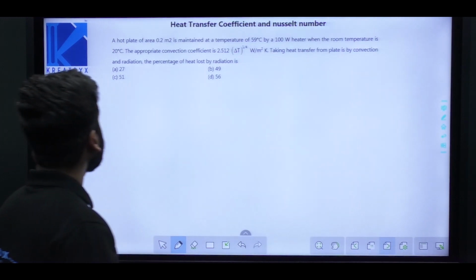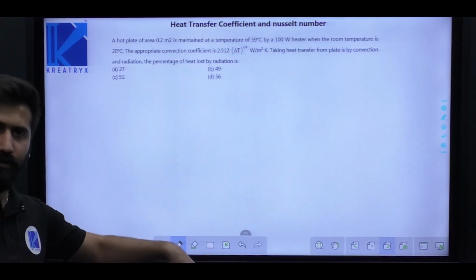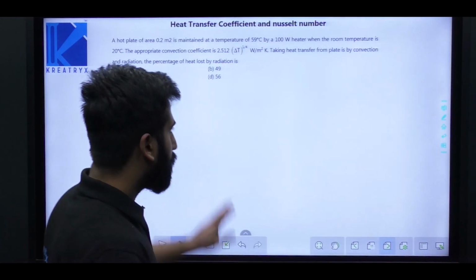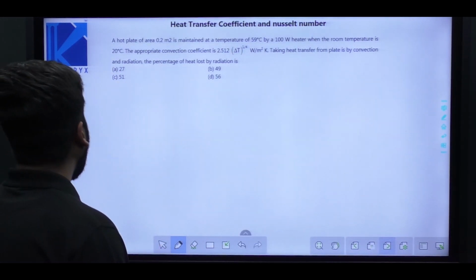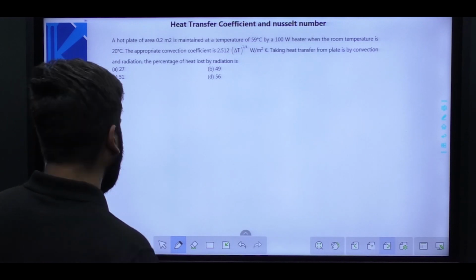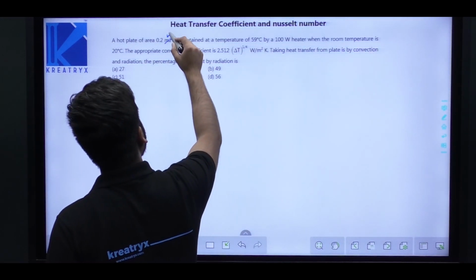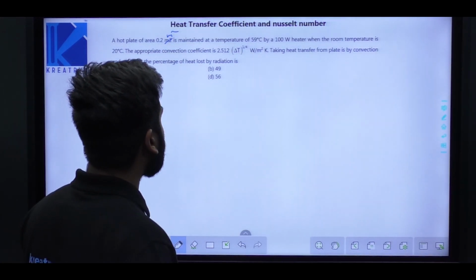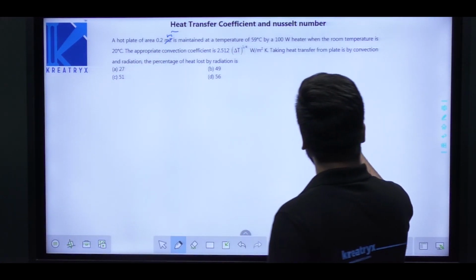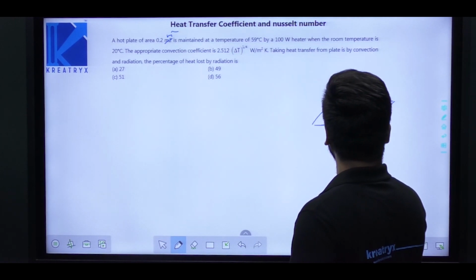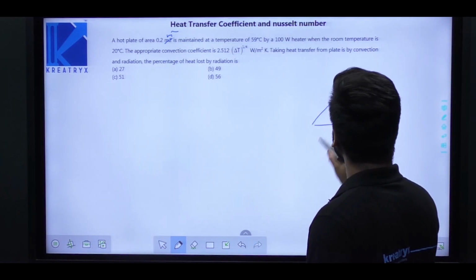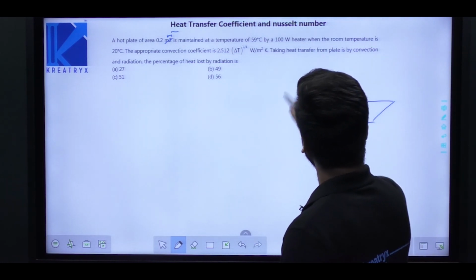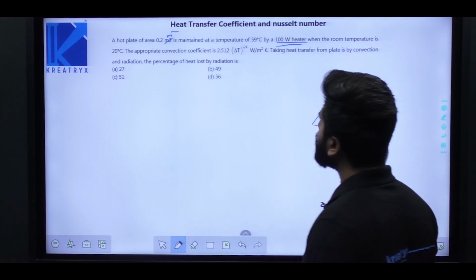Let's move on to the next question, the last one for this video. We will solve some more questions of convection in the coming videos. A hot plate of area 0.2 meter square is maintained at a temperature of 59 degrees Celsius by a 100-watt heater when the room temperature is 20 degrees Celsius.